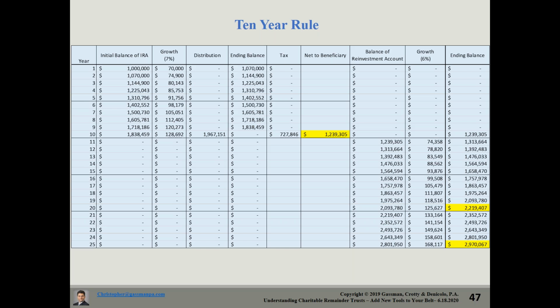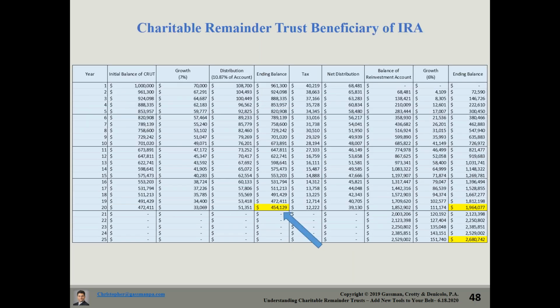The ending balance at the 20th year and 25th year, if the beneficiary reinvests the after-tax dollars, on the right side are highlighted: about $2.2 million after 20 years and about $2.9, almost $3 million after 25 years. If we use this charitable remainder trust, after 20 years, the charitable remainder trust is going to have about $450,000 or so left in it to go to charity, and the beneficiary is going to have received about $1.96 million, roughly. If the beneficiary reinvests the additional amounts thereafter, it's about $2.6 million after 25 years.